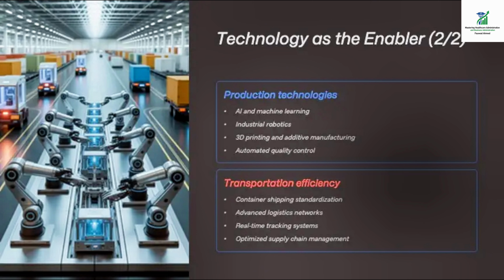Production technologies. AI, robotics, and 3D printing make it possible to produce specialized products for foreign markets efficiently. A fast food chain in China uses AI to tailor menus to local tastes. Transportation efficiency. Massive container ships and modern logistics systems have slashed the cost of moving goods worldwide. Technology doesn't just support globalization, it accelerates it.